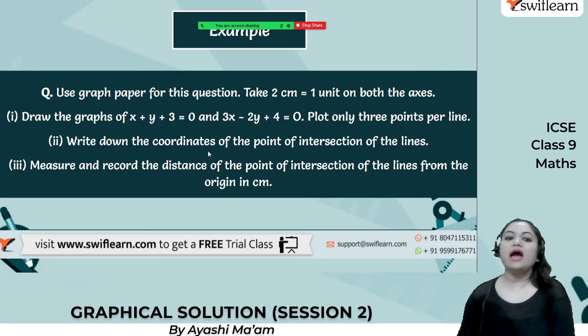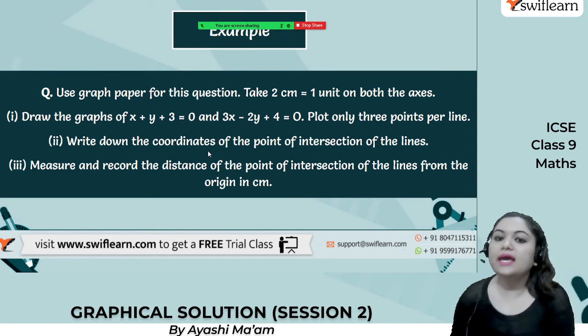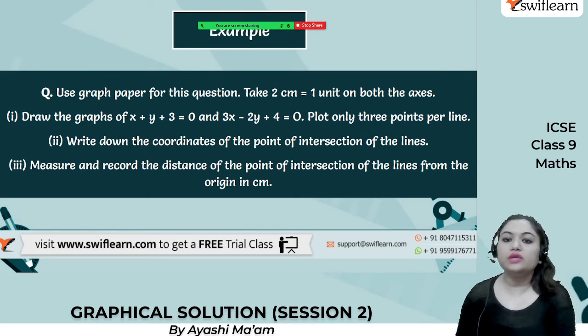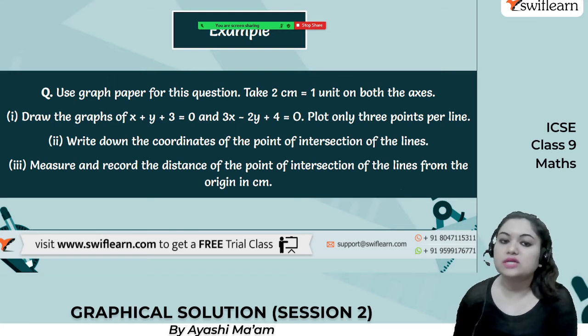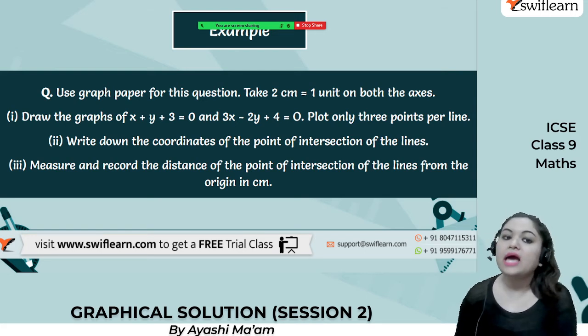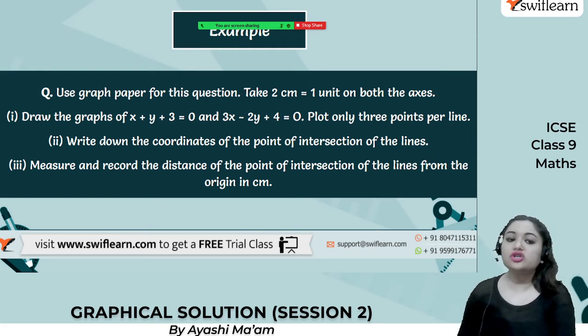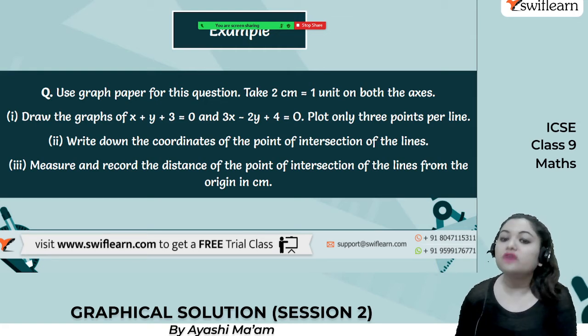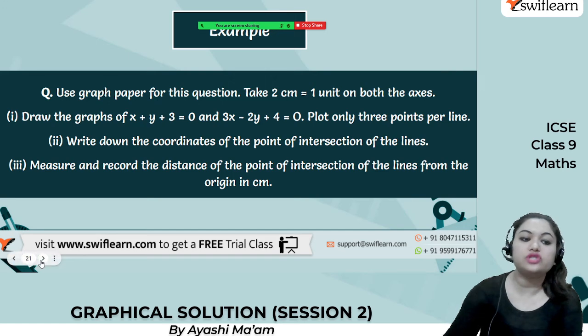Now see, use the graph paper for this question. Take 2 centimeter is equal to 1 unit on both the axes. Draw the graphs of x plus y plus 3 is equal to 0 and 3x minus 2y plus 4 is equal to 0. Plot only 3 points per line. Write down the coordinates of the point of intersection of the lines and measure and record the distance of the point of intersection of the lines from the origin in centimeter.